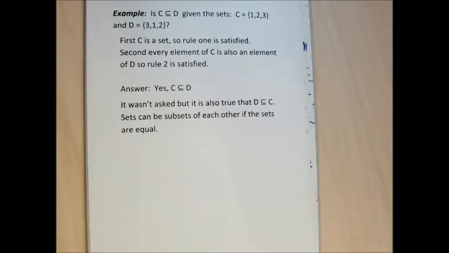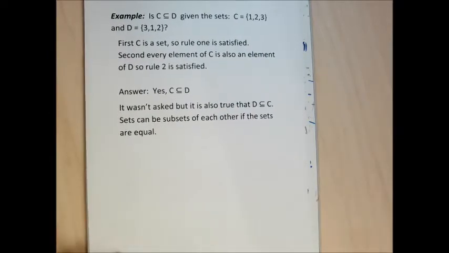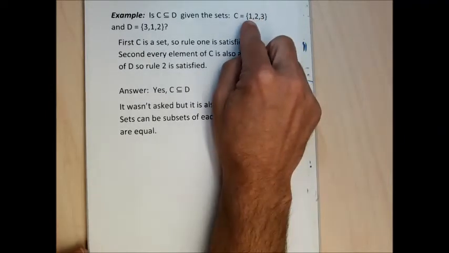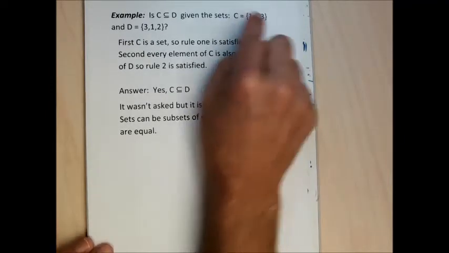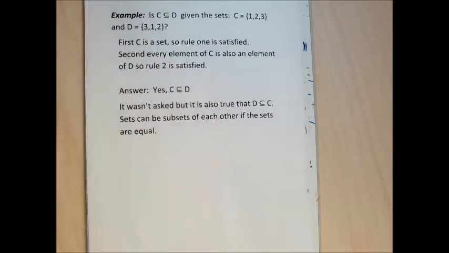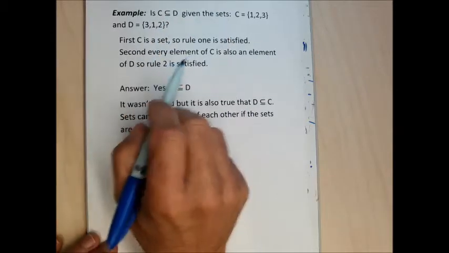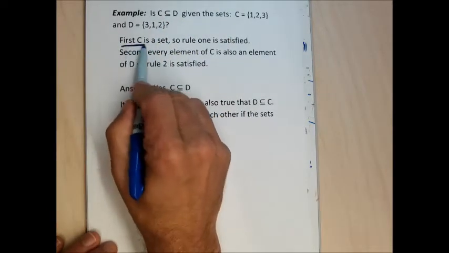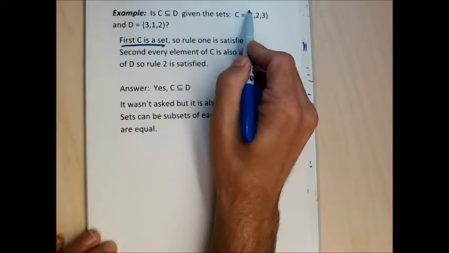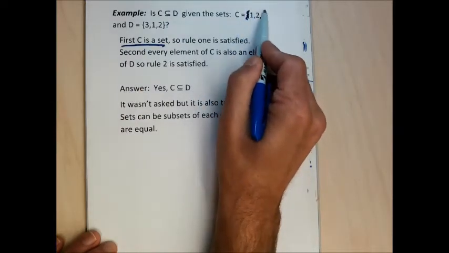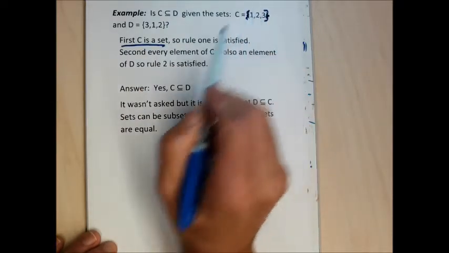Alright, so another example. I give you two new sets. I give you the set C, which is the set that contains 1, 2, and 3, and D, the set that contains the numbers 3, 1, and 2. And I ask, is C a subset of D? So what two rules do I have to have? I need C to be a set. C is a set because it has the set braces. The numbers inside of it are less important than these set braces.